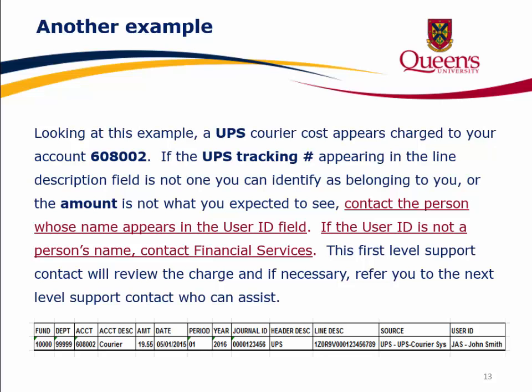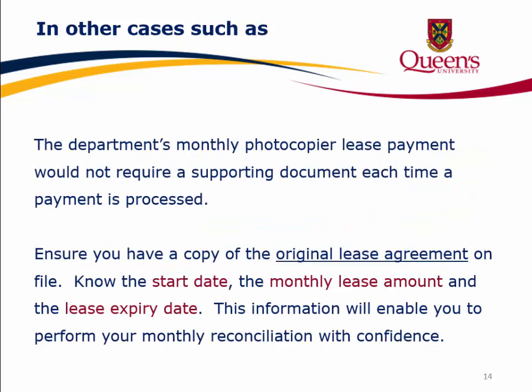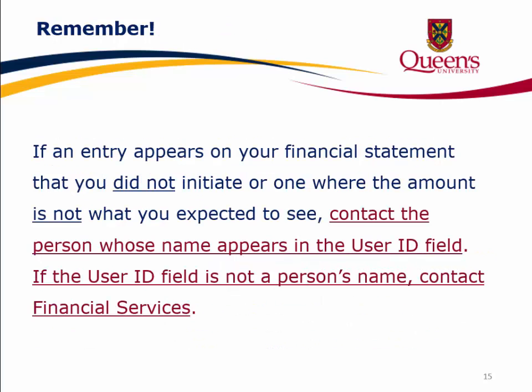In other cases, such as the department's monthly photocopier lease payment, would not require a supporting document each time a payment is processed. In this case, you would ensure you have a copy of the original lease agreement on file, know the start date, the monthly lease amount, and the lease expiry date. This information will enable you to perform your monthly reconciliation with confidence.